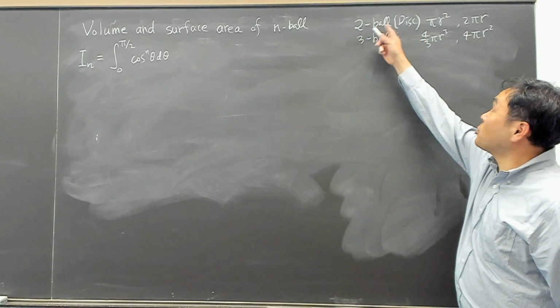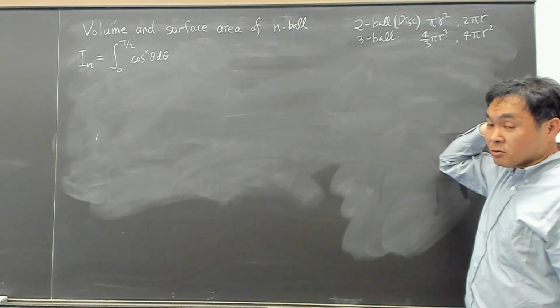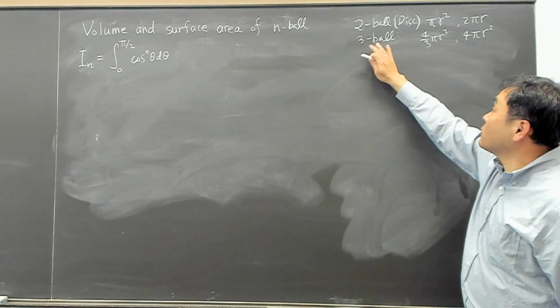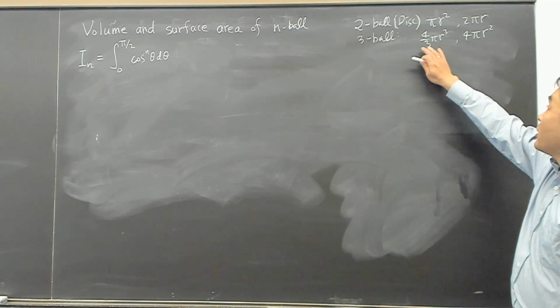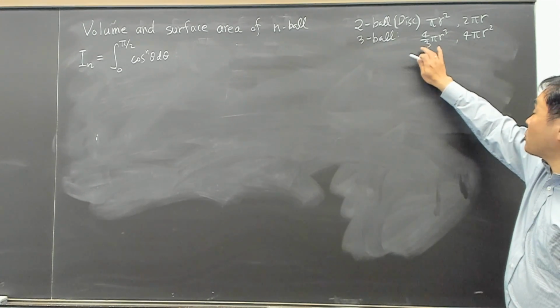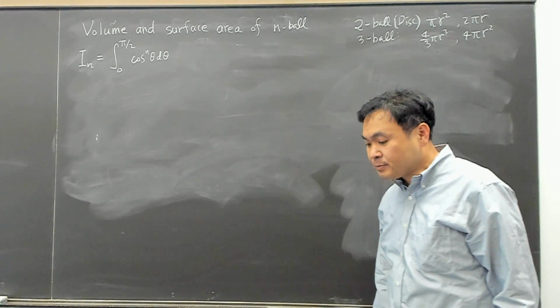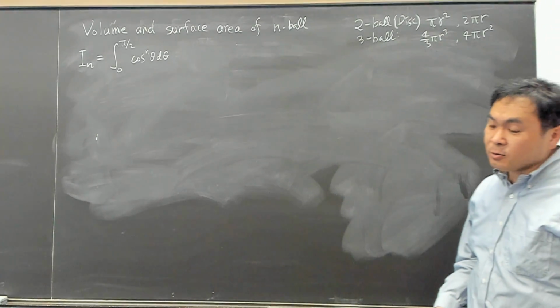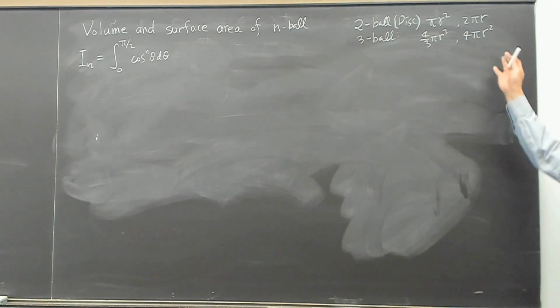So the 2-ball, which is a disk: you know that the area is pi r squared and the circumference is 2 pi r. The 3-ball, which is the usual ball: I'm going to assume that you know that the volume is 4 over 3 pi r cubed and the surface area is 4 pi r squared. And we can easily use the methods in calculus to prove that these are true.